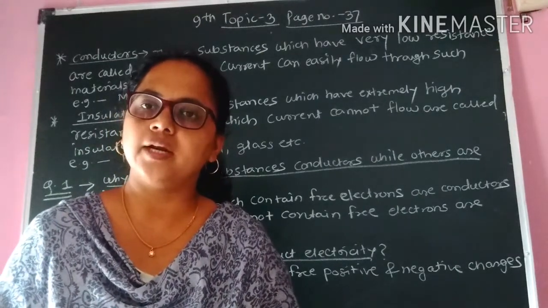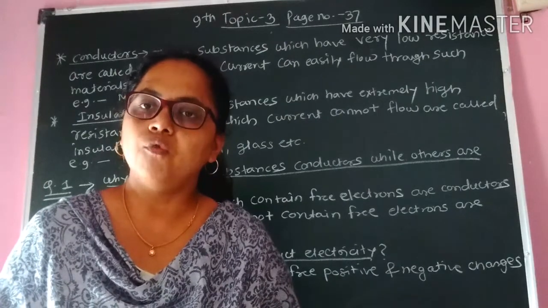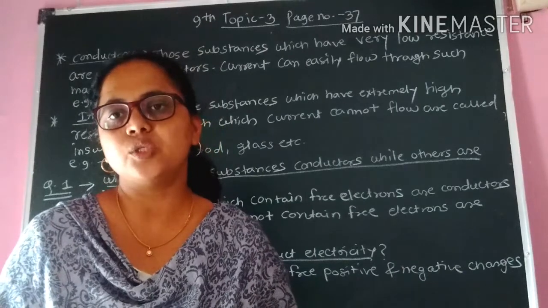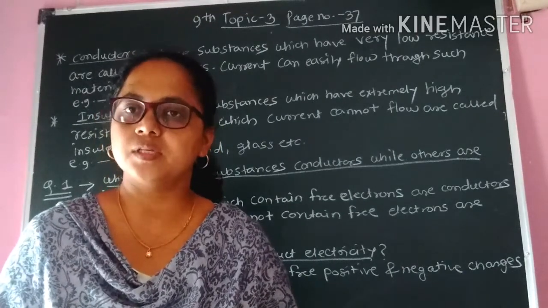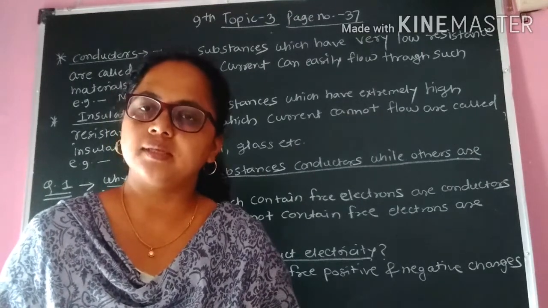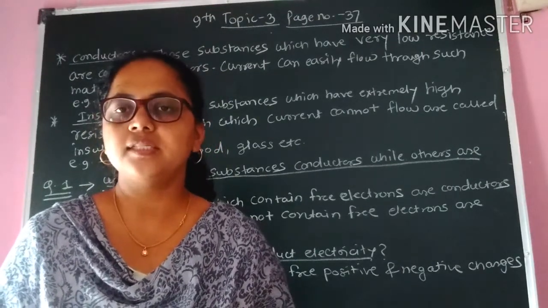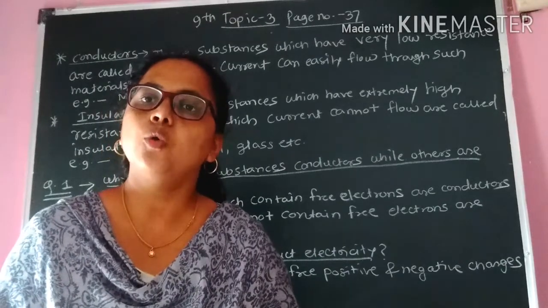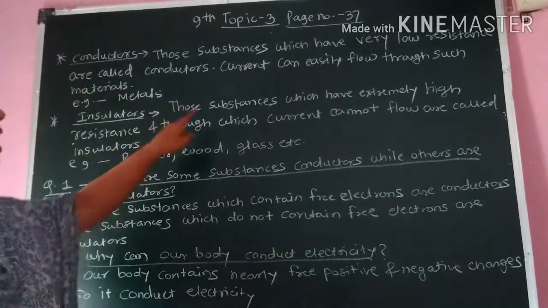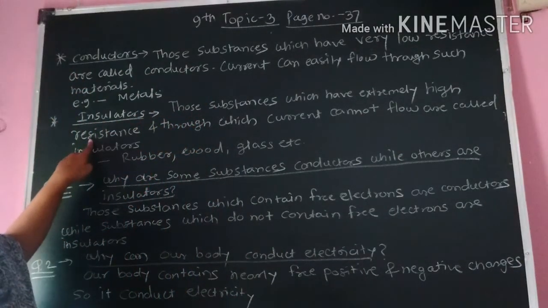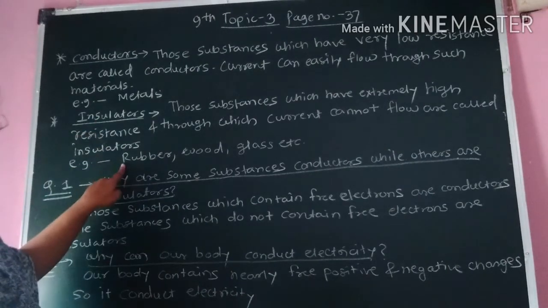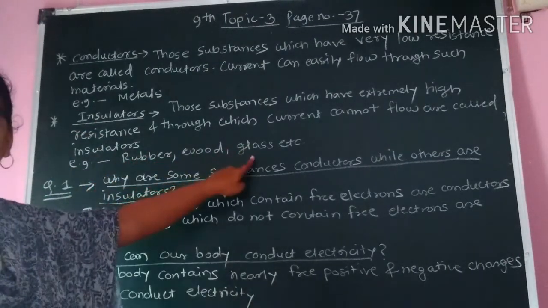For example, you can take rubber, wood, glass, air. These are examples of insulators. The substances through which current does not pass possess very high resistance. The meaning of resistance is to oppose. They have very high resistance, so current does not flow through them. So they are called insulators. For example, rubber, wood, glass.